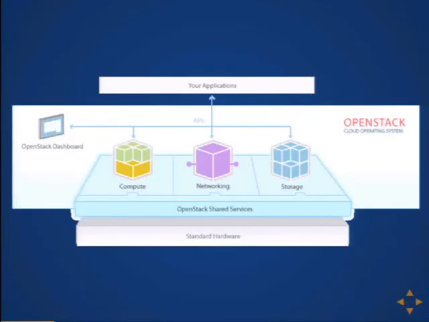And this is kind of a very basic overview of what the OpenStack world looks like. You've got compute resources, plugging into networking resources, plugging into storage resources. Some of those resources might be using a layer of shared stuff across the entire OpenStack. That's all sitting on top of somebody's computer. And then as a consumer, you would interact with it through the OpenStack dashboard or your applications working through the APIs.